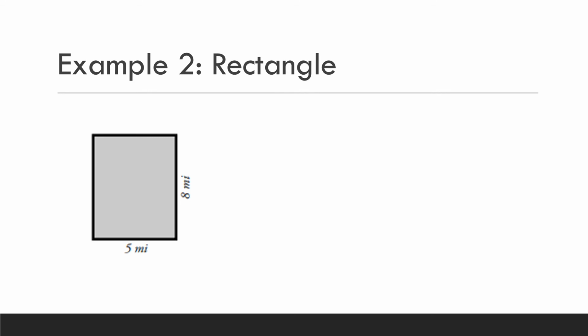I can guarantee it. So the formula is length times width, and that gives me the area of a rectangle or a square. So we've got 5 miles and 8 miles.